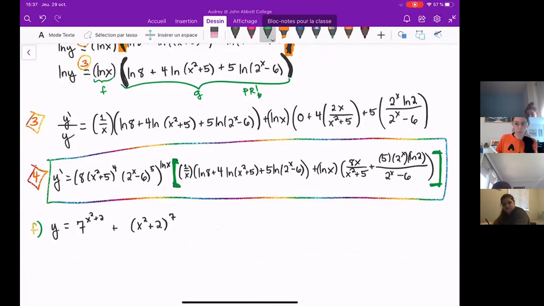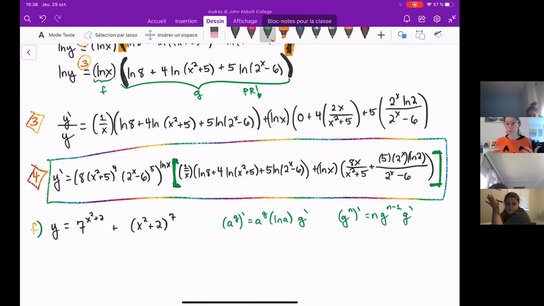This is just the rules that we reminded ourselves of in the beginning. We said that the derivative of a to the g, so a to a function, is a to the g times ln a times g prime. And we said that g to the n is n times g to the n minus 1 times g prime. And in this case, I can just use those two rules because I don't have x to the x. I have a plus in between them, so I can't even use a log to separate them. So I just apply my rules directly.